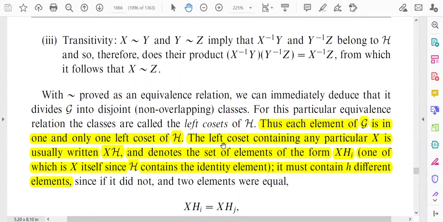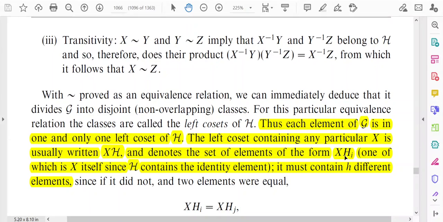of H. The left coset containing any particular x is usually written as xH. So if a coset contains x, then that particular coset is usually written as xH, and denotes the set of elements of the form x into Hi. So this particular set denotes the set of elements of the form x into Hi, and one of the elements is x itself. Why? Because H contains the identity element. So for a particular value of i, Hi will be the identity. So x into I is equal to x.